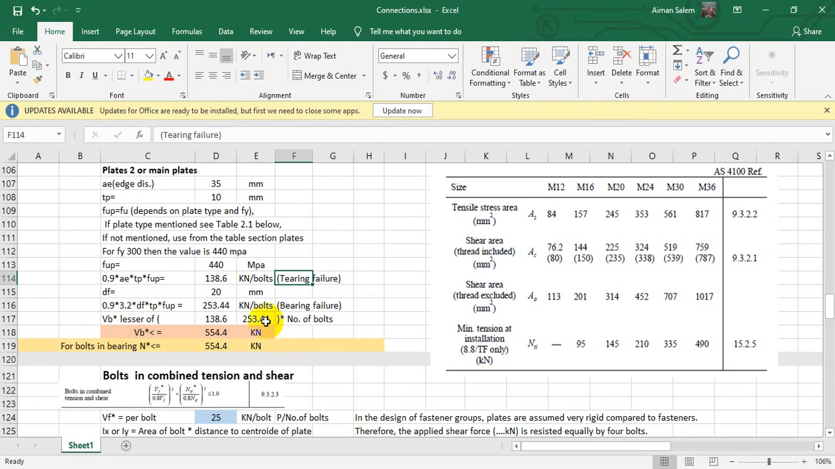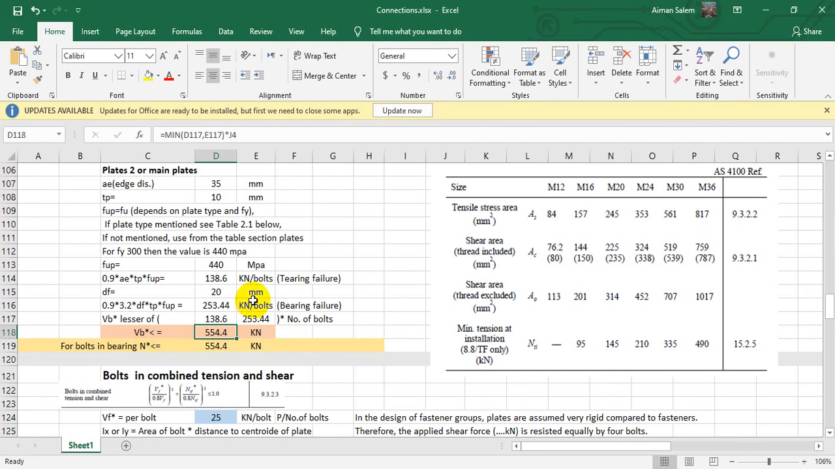So obviously our plate is going to fail for the tearing first. So we're going to take the lesser, which is 138, multiplied by the number of bolts to see how much force can be carried in our plates. We have 4 bolts, so you just take the lesser, which is 138, multiplied by 4, and you get how much our maximum force can be applied. This is the maximum, and that's it.